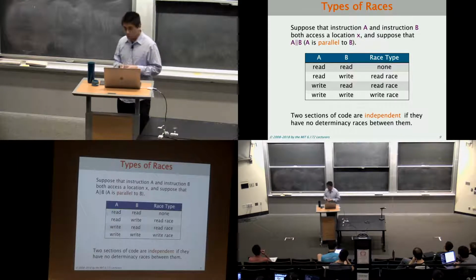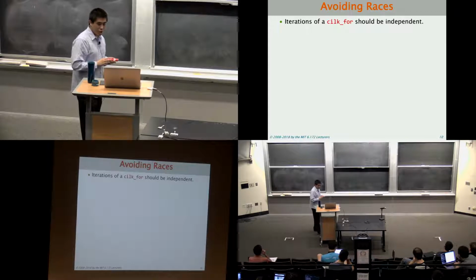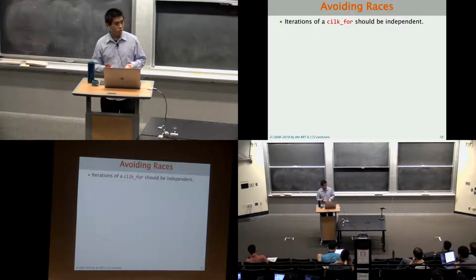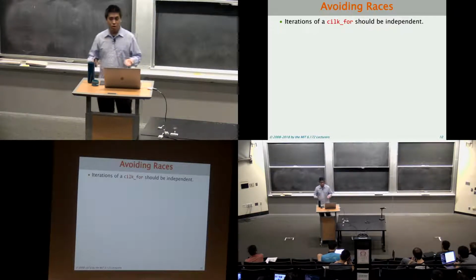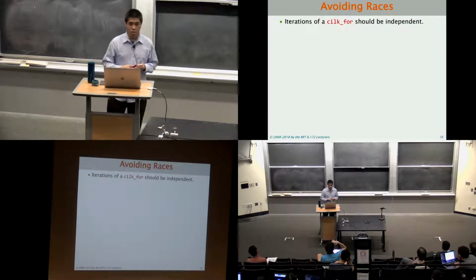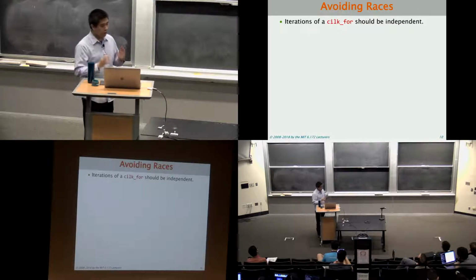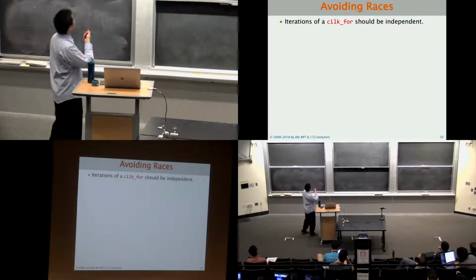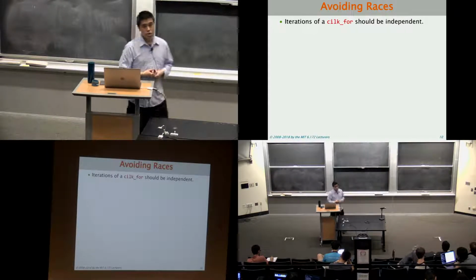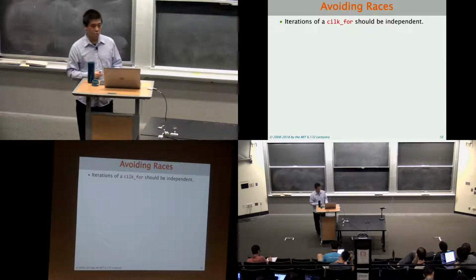Okay, so races are really bad, and you should avoid having races in your program. So here are some tips on how to avoid races. I can tell you not to write races in your program, and you know that races are bad, but sometimes when you're writing code, you just have races in your program, and you can't help it. But here are some tips. First, the iterations of a Cilk for loop should be independent. So you should make sure that the different iterations of a Cilk for loop aren't writing to the same memory location.